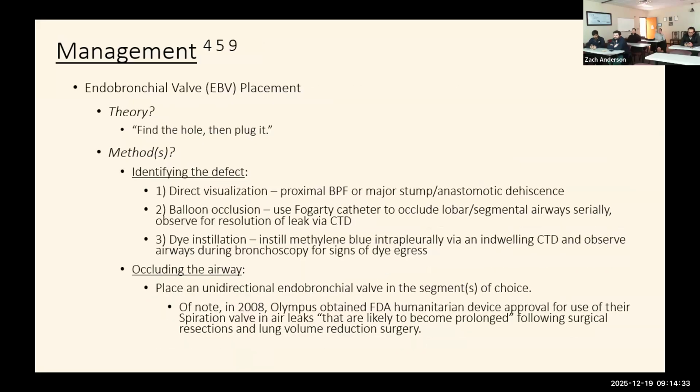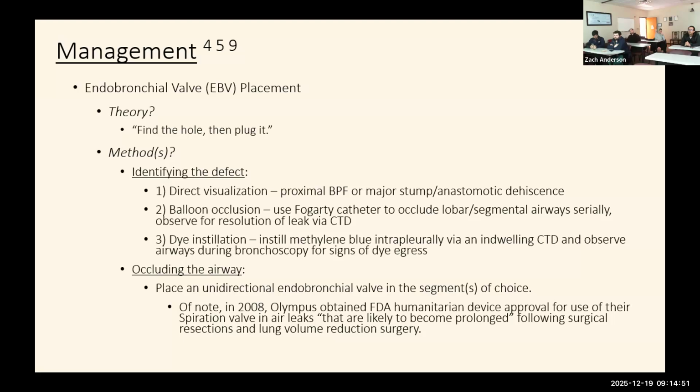What's endobronchial valve placement? What's the theory? Find the hole and plug it. How do you find the hole? 3 options: direct visualization, balloon occlusion, or dye instillation. For direct visualization, mostly for proximal bronchopleural fistulas or major stump anastomotic dehiscence.